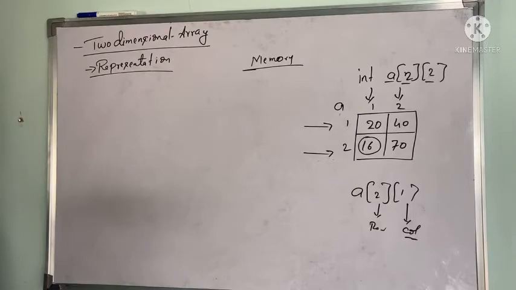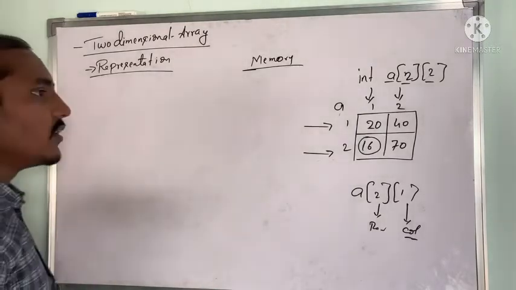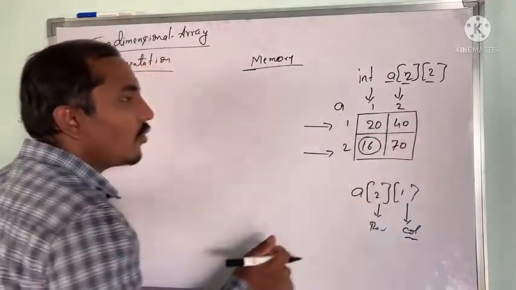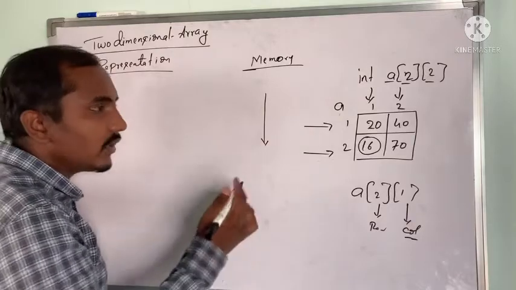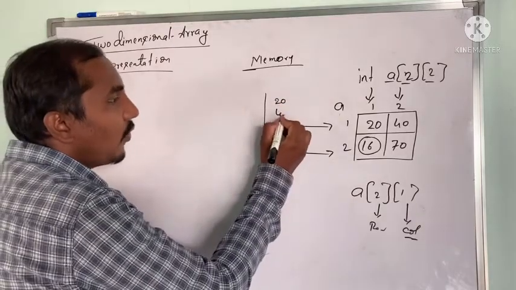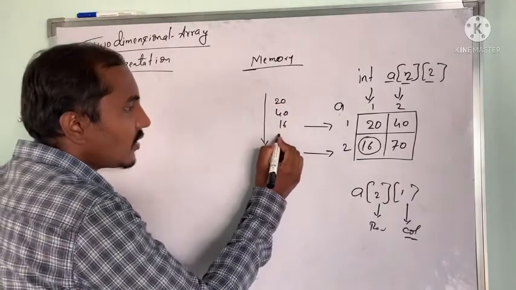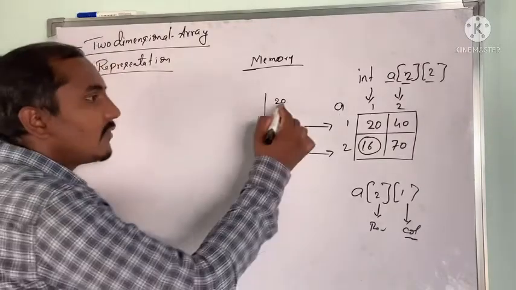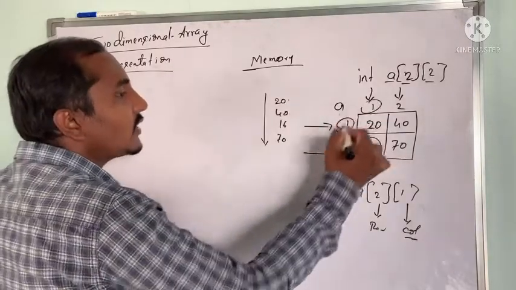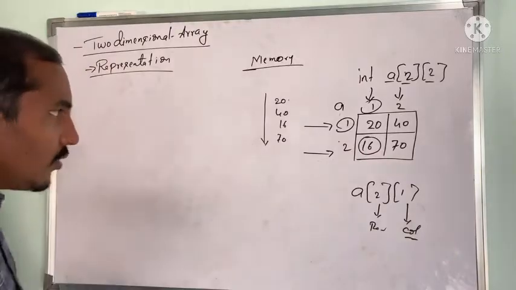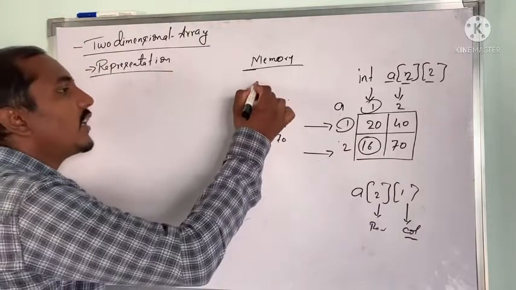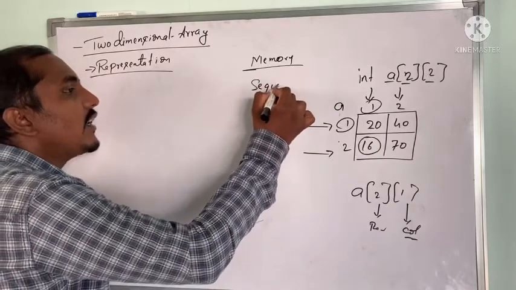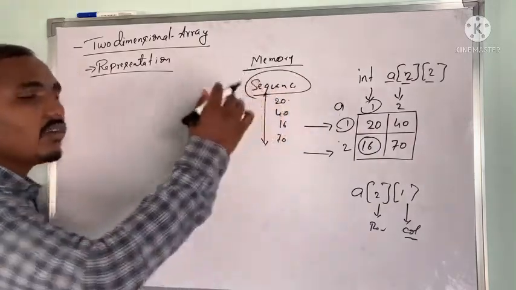The same thing will not happen when you are storing into memory. When you are storing into memory, whatever value you are going to store will be stored in a sequential order, one after the other. That is, I can store 20, 40, then 16 and 70. But while accessing, we will be accessing by using these index values. So whenever you are storing elements into memory, the main thing you need to understand is that they will be stored in a sequence, in an order.